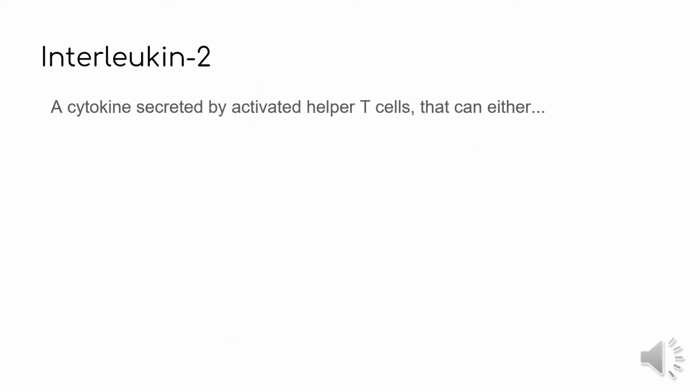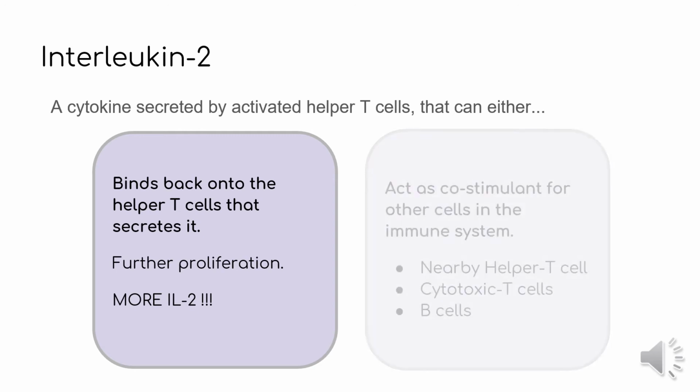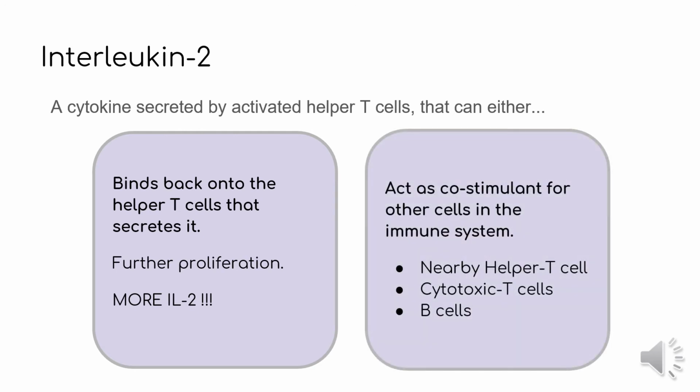Now, an activated helper T cell is capable of releasing interleukin 2, which is a very important cytokine to charge the immune system up. It can either bind back to the helper T cells that secrete it, further promoting proliferation and further release of more interleukin 2, or it can bind to other cells of the immune system listed here and really kickstart the immune system.